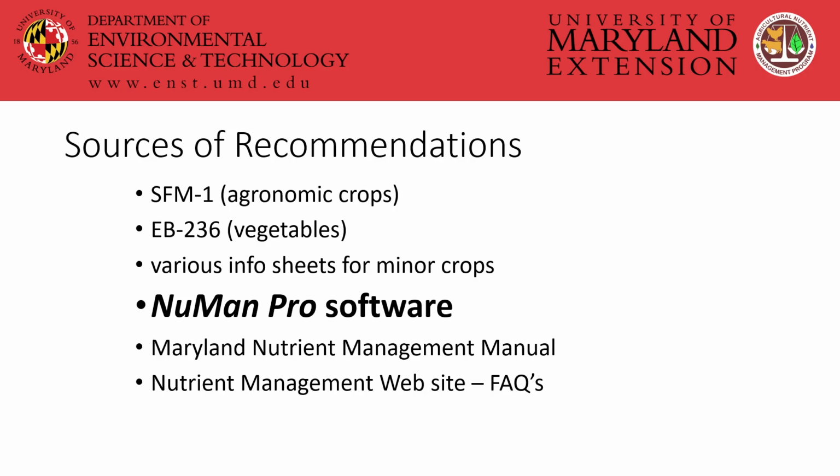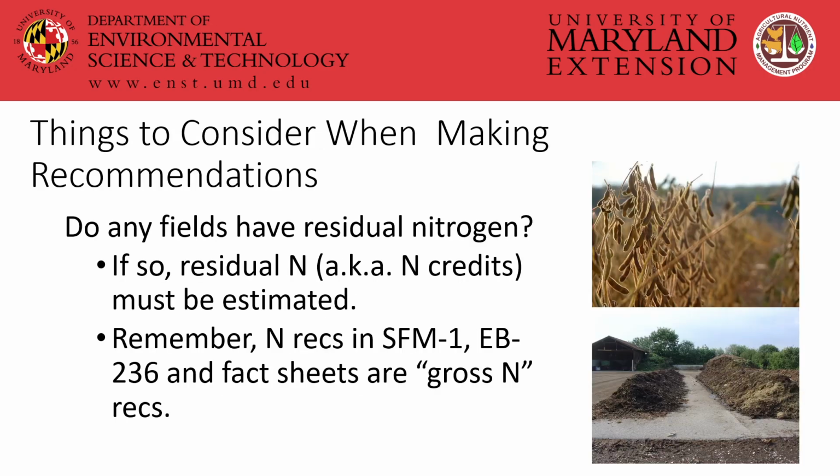You just select your crop and your yield, and then it pulls it in for you. The Maryland Nutrient Management Manual has recommendations in it. And we have some, like I said, for some minor weird crops that might come up. They're kind of in various places, like the FAQ section of our website, or the recommendations part of the plan writing tools section of our website.